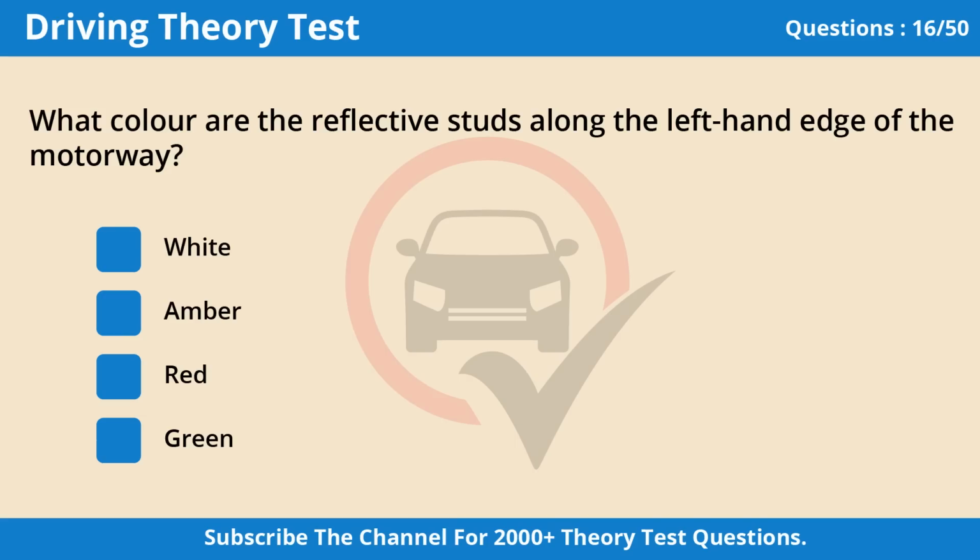Question 16. What color are the reflective studs along the left-hand edge of the motorway? A. White. B. Amber. C. Red. D. Green.